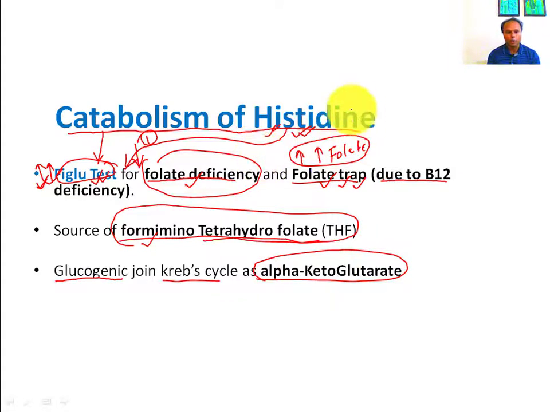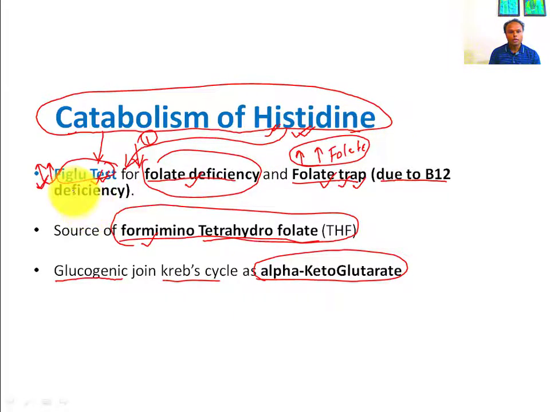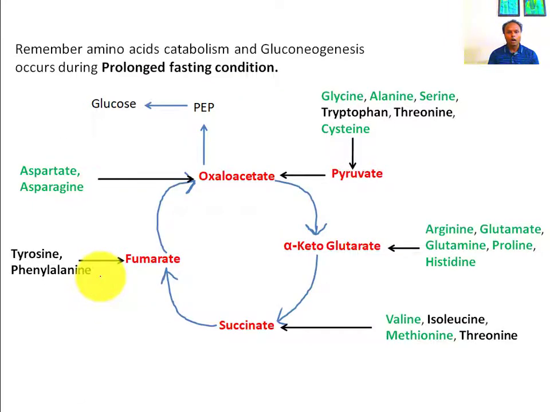In this pathway, we will talk about the significance of the pathway to understand the Figlu test, and then how histidine is a source of formimino tetrahydrofolate, and how histidine will form glucose. So we will answer three questions: the Figlu test, formimino tetrahydrofolate, and histidine as a glucogenic amino acid. Let's talk first about glucogenic.